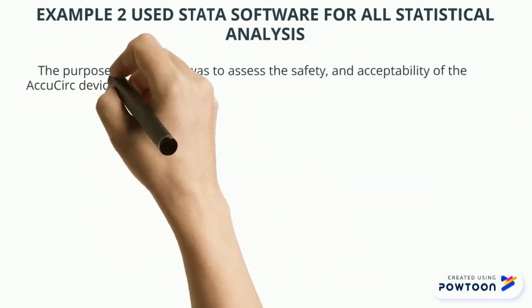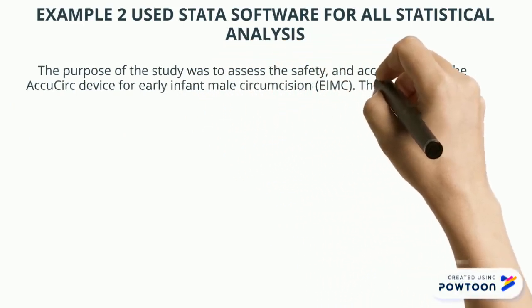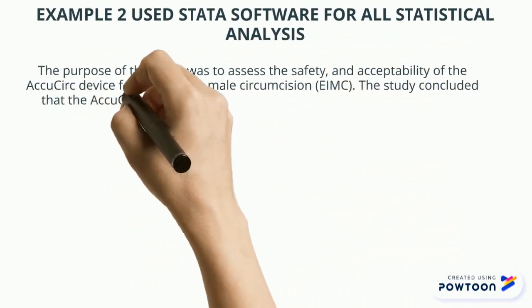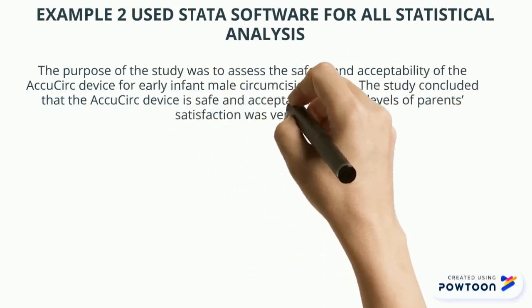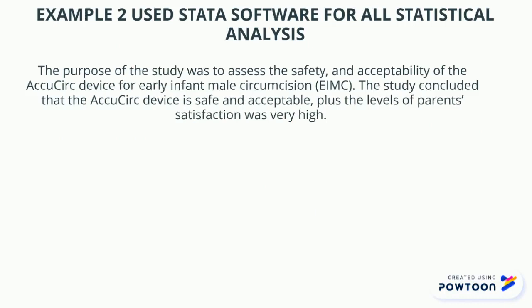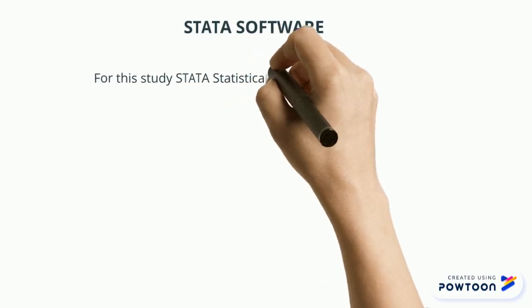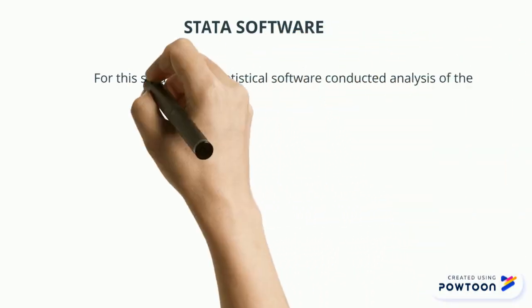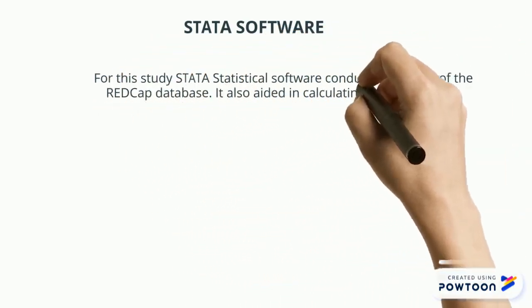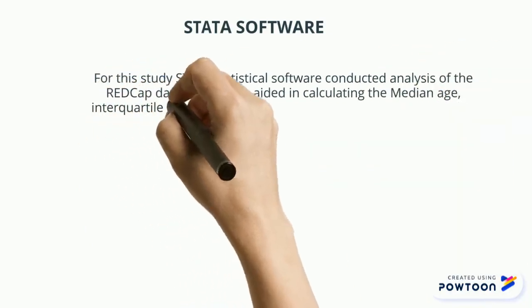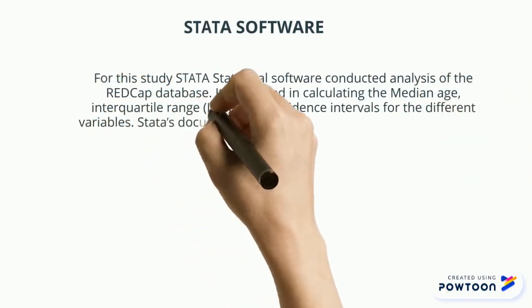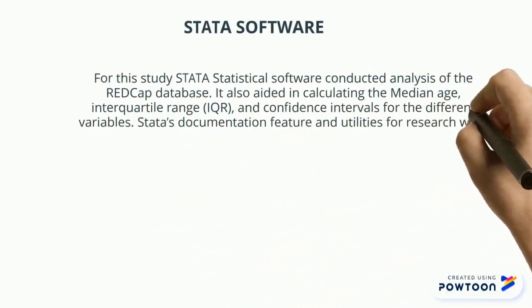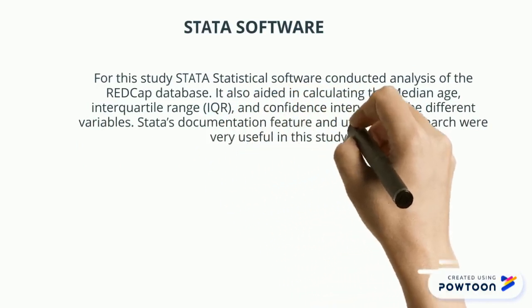The purpose of the study was to assess the safety and acceptability of the AccuCirc device for early infant male circumcision. The study concluded that the AccuCirc device is safe and acceptable, plus the levels of parent satisfaction were very high. For this study, statistical software conducted analysis of the REDCap database. It also aided in calculating the median, age, interquartile range, and confidence intervals for the different variables. The Stata documentation, features, and utilities for research were very useful in this study.